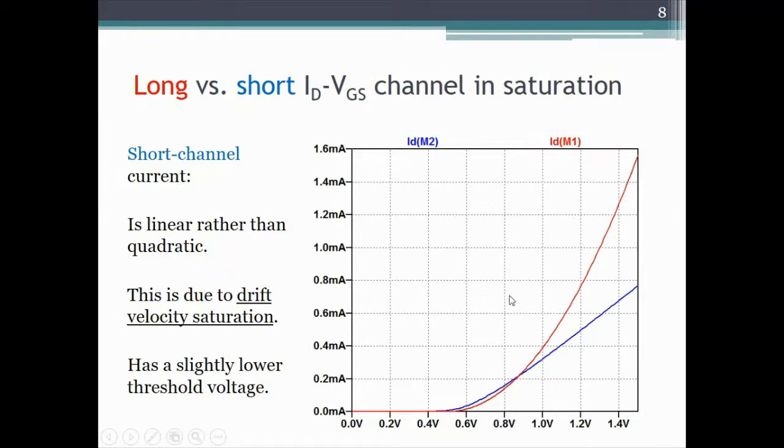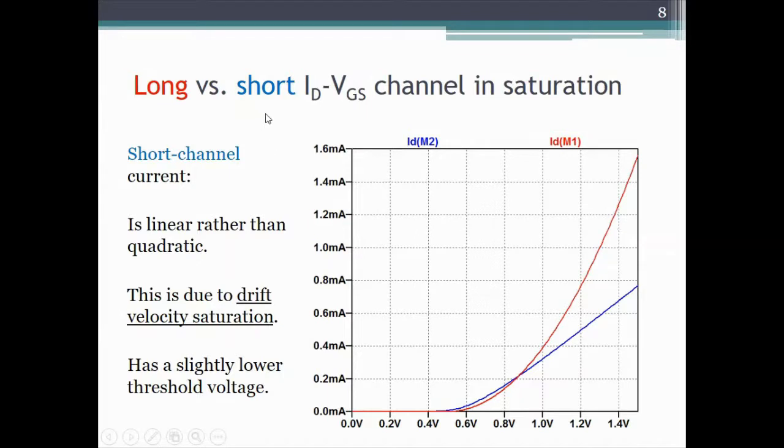Okay, this is ID versus VG. So this is another effect: the ID versus VG in saturation. All right, so we saw the ID versus VG in saturation. This is a red one, which is a simple model, and we had seen that this is a quadratic. ID varies as the square of VG.